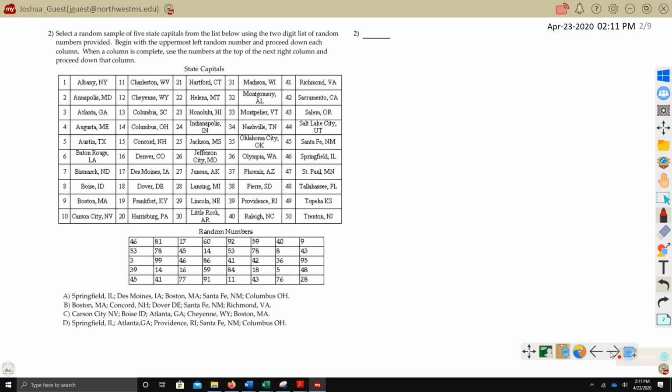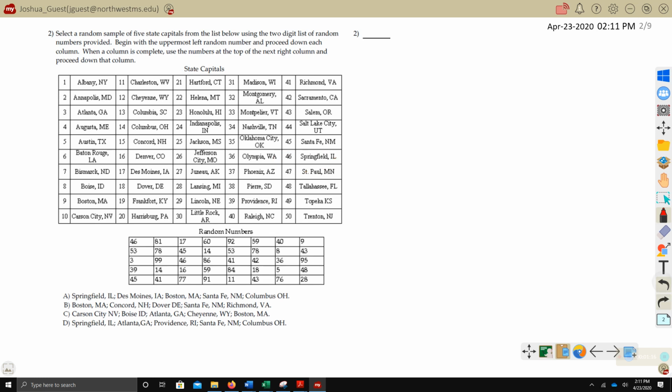Select a random sample of 5 state capitals from the list below. So they're labeled 1, 2, 3, 4, all the way to 50, right? Then you have your table of random numbers down here. We want to go through there, and we start at 46. If we look at 46 right here, we look over here. Where's 46? Springfield, Illinois. That's our first one, okay?